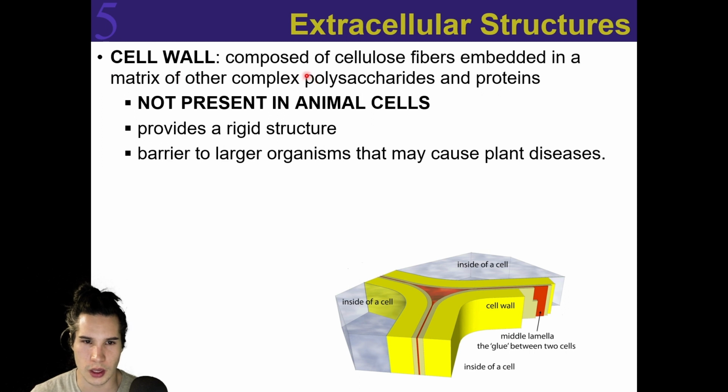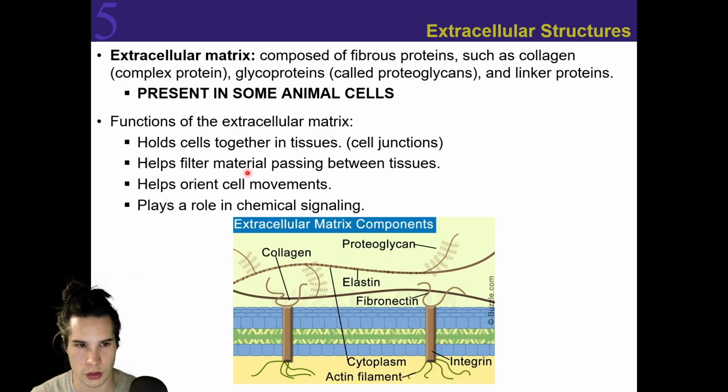All right. So next we have the cell wall. That's going to typically be composed of cellulose fibers. Cellulose, we know, is a complex carbohydrate, and that's going to be embedded in a matrix of other complex polysaccharides and proteins. Now, you're not going to find cell walls in animal cells at all. Cell walls provide rigid structure, and they serve as a barrier to larger organisms like herbivores that may cause plant damage, disease, or infection. So they're kind of a protective structure.